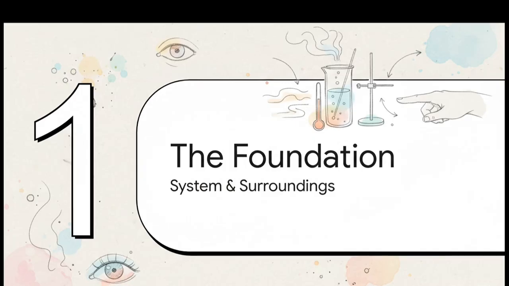Okay, so first things first, we've got to get our terms straight. In chemistry, when a reaction is happening, we call the actual chemicals doing the reacting the system. Simple enough, right? And everything else, I mean everything, the beaker, the air, the thermometer, even you watching, that's all the surroundings. You have to get this distinction down, because it's the key to everything else we're about to cover.